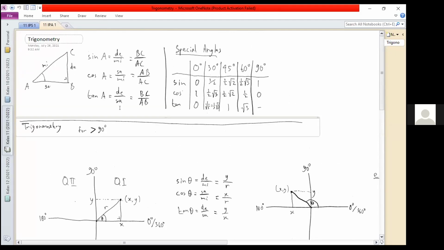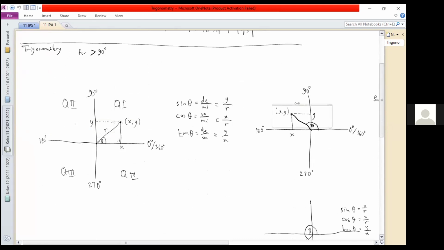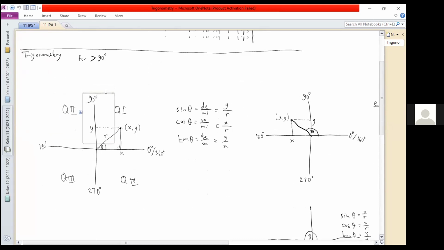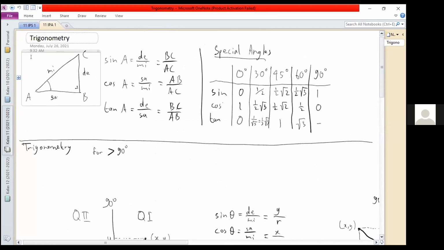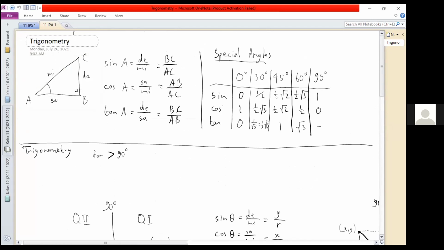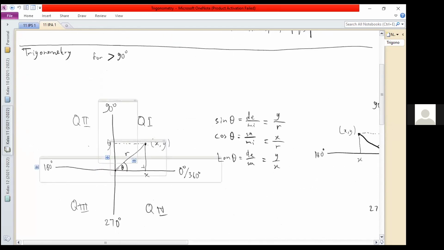We were talking about trigonometry for angles greater than 90 degrees. So we're talking about the definitions. The early definitions that we were talking about are for a right triangle. It only works for angles from 0 to 90 degrees. Now we renew the definition.